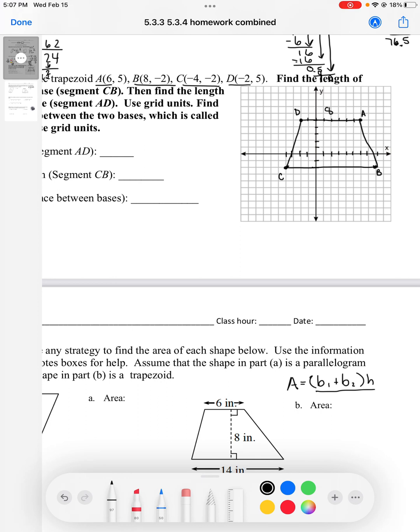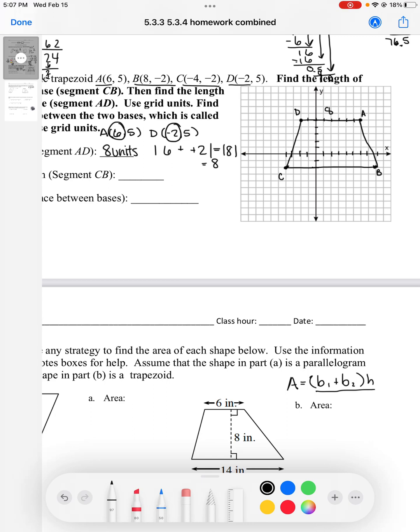Or to practice finding distance using absolute value, I can look at A, which is 6, 5, and D, which is -2, 5. Okay, the 6 and the -2 are my values that are different. So I'm going to put them in between an absolute value sign and subtract them. 2 negatives make a positive. The absolute value of 6 plus 2 is the absolute value of 8, which equals 8.